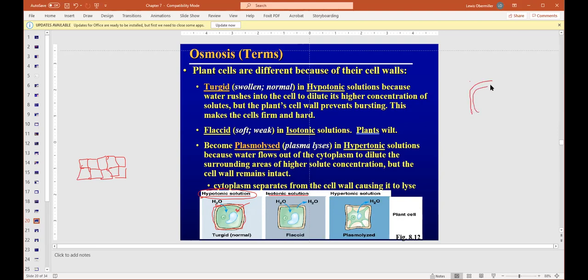They get soft. Yeah, they will, right? So they will get soft. They start bending. So that's because they're not hypertonic.